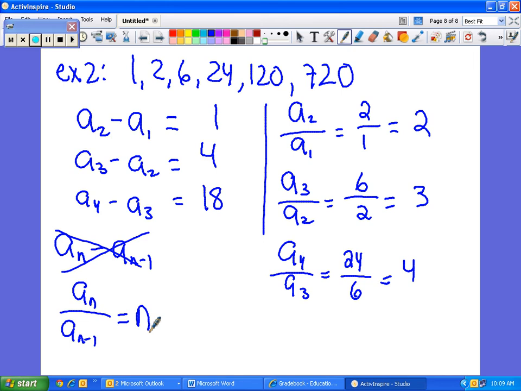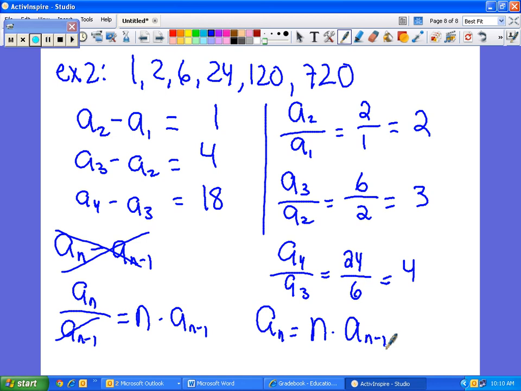You said, is there a reason for it? No, I mean, there is always going to be a pattern. Okay, now, to solve for a sub n, what are we going to do? Multiply both sides by a sub n minus 1. That crosses out. So here, my recursive formula: a sub n is equal to n times a sub n minus 1. In other words, to get the value of some term, we take that term number and multiply it by the term that comes before it.